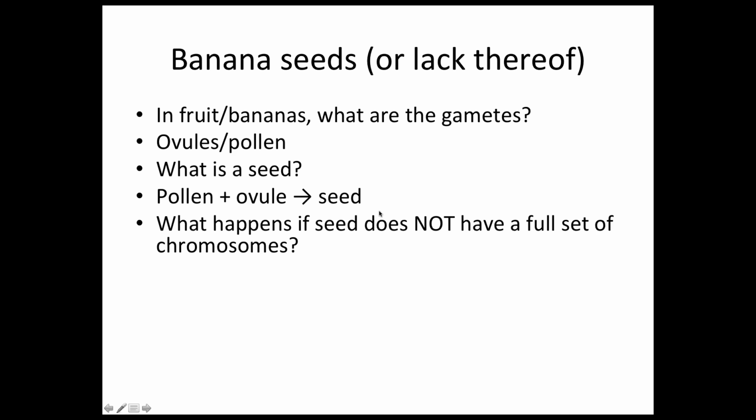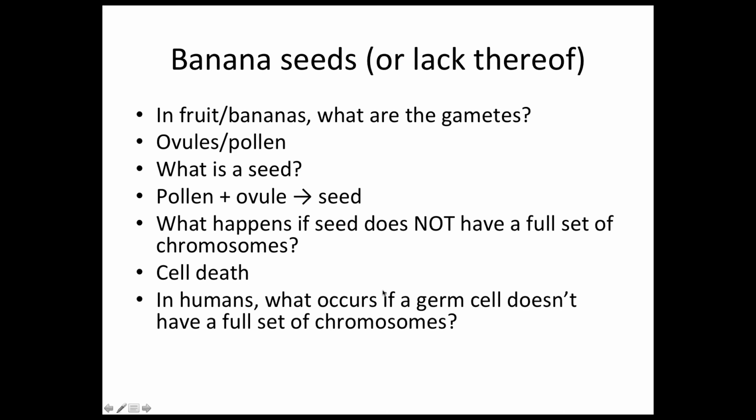So what happens if a seed does not have a full set of chromosomes? If that zygote doesn't have a full set of chromosomes? It dies. Yeah, exactly. It just dies. In humans, what occurs if a germ cell doesn't have a full set of chromosomes? Same thing. Yeah, it also dies. Right? It's interesting. Yeah, which is super cool.